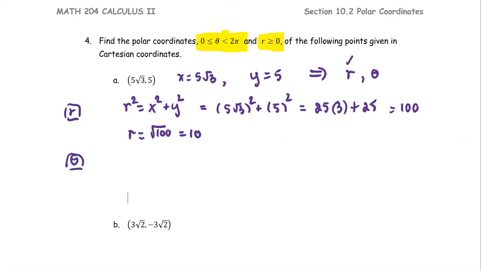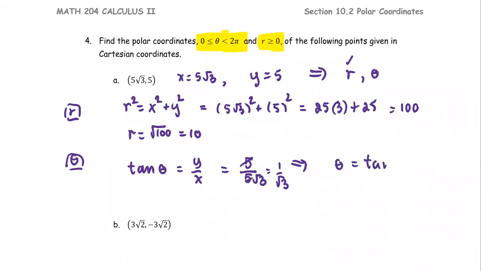The relationship of x and y for a trig function is the tangent function. The tangent theta is y over x, and the y value is 5. X value is 5 square root 3. Then the angle simplifies to be 1 over square root 3. So then angle theta is the inverse tangent of 1 over square root 3, which gives us an angle pi over 6.